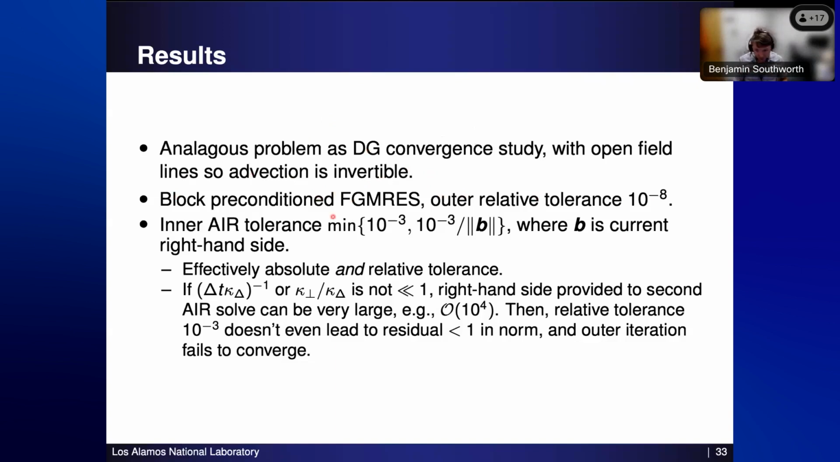We choose an inner tolerance using this kind of interesting relative residual formulation. It's a minimum of 10 to the minus 3 and 10 to the minus 3 over norm of B. That's bad notation, where B is the current right-hand side. B is usually our magnetic field. Think of this as R. This is a nuance that we had to discover.